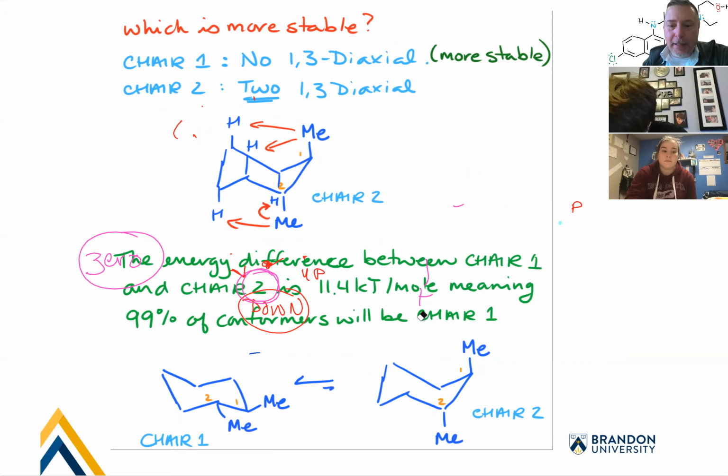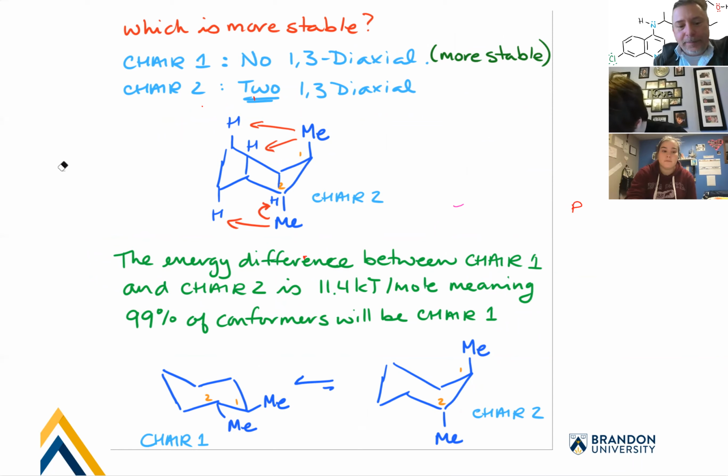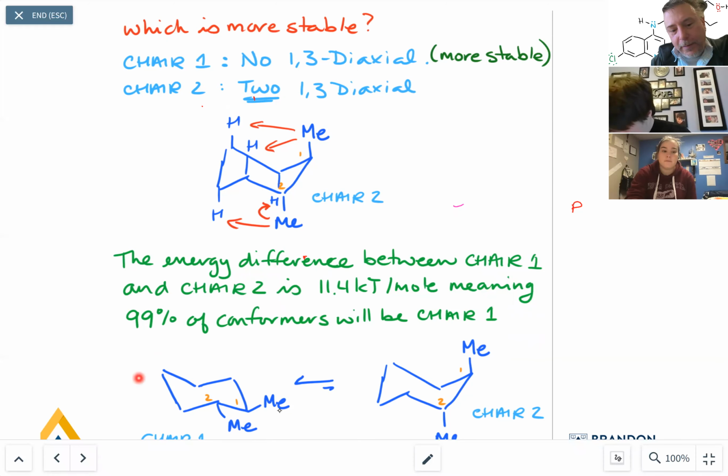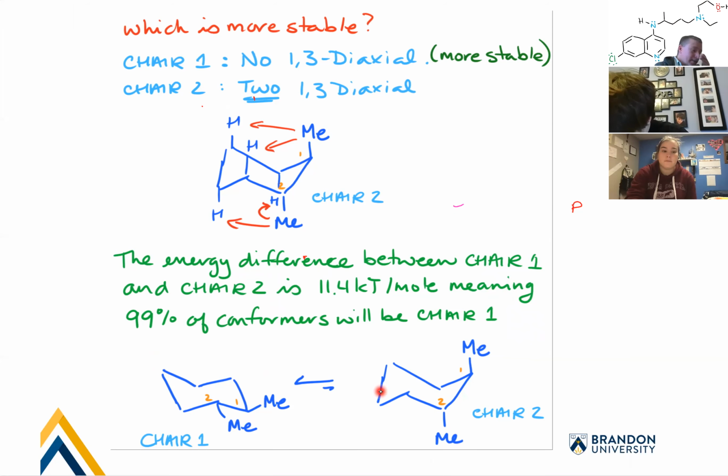And so if we had this as a sort of exercise, this equilibrium, we could say with a great deal of confidence, this chair conformation would be more stable than this one because there's no 1,3 diaxial interactions. And so if you take a bottle of this, 99.9% of these would exist in this form as opposed to this form.